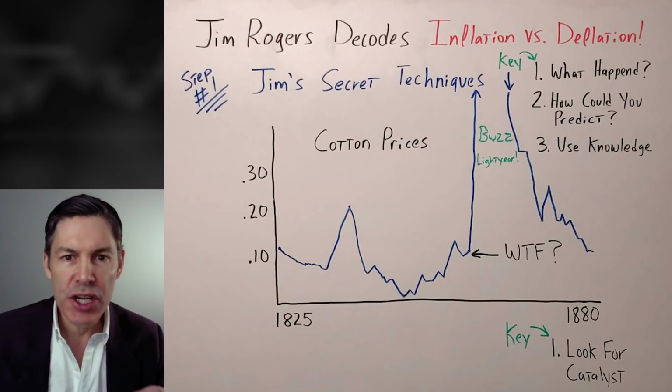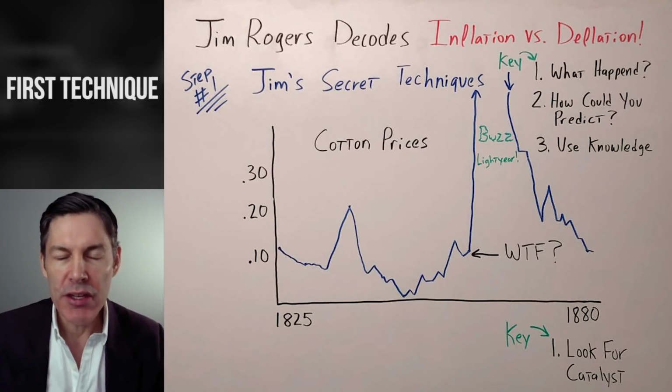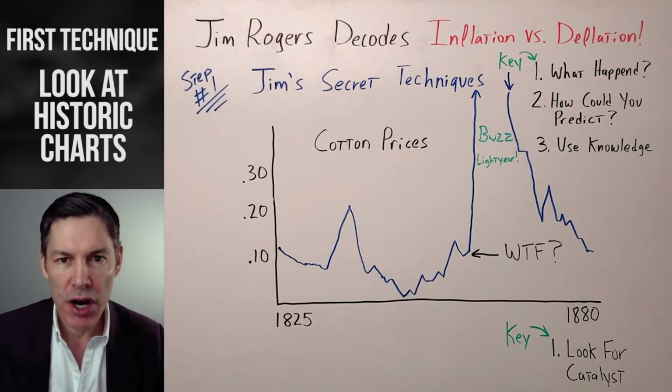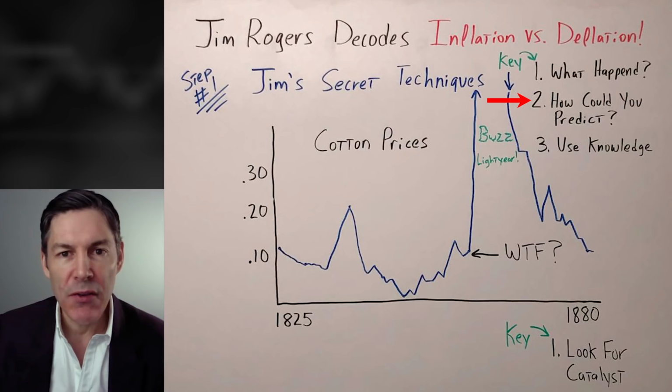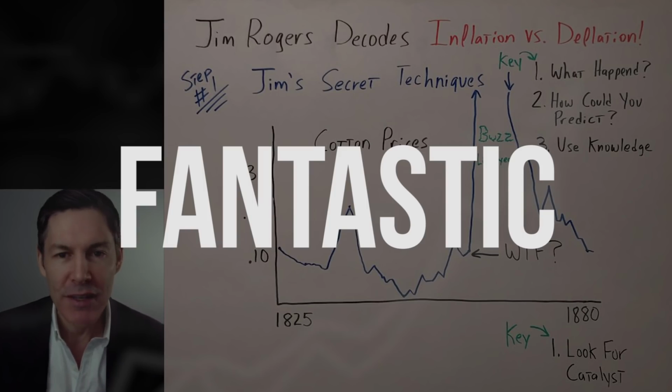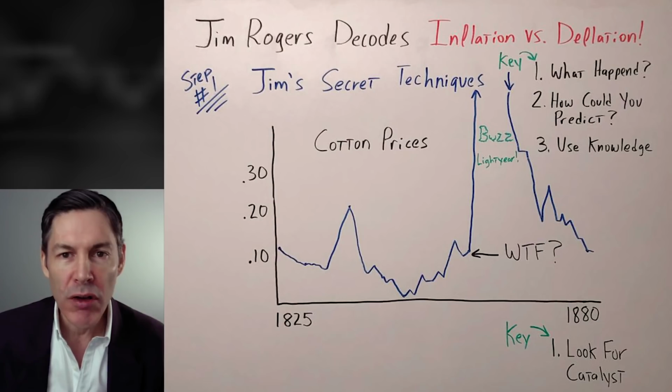So the key to Jim's first technique is to look at historic charts, look for anomalies, and then ask yourself what happened? What drove this price move higher or lower? Then you've got to figure out how you would have predicted the specific price movement given the information they had at the time.